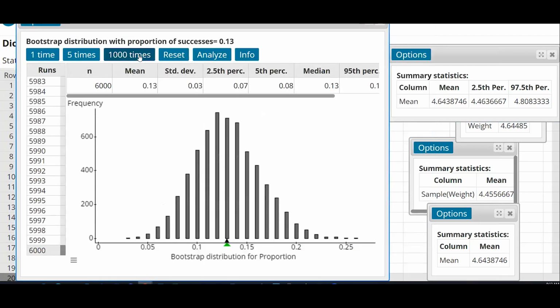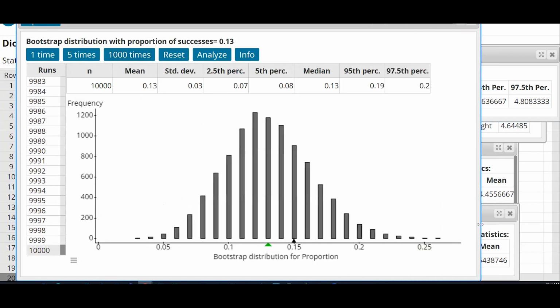I'm going to resample 10,000 times, and I get a 95% confidence interval that's from 0.07 to 0.2. So we got a sample proportion that was 0.13, 13%. Our confidence interval says we're 95% sure that the population proportion is between 7% and 20%.